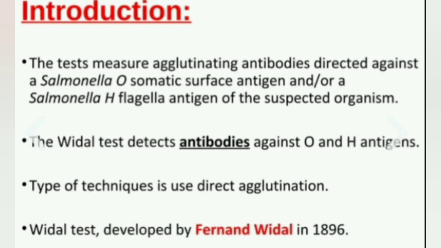The test measures agglutinating antibodies directed against the Salmonella O somatic surface antigen and the Salmonella H flagella antigen of the suspected organisms. The Widal test detects antibodies against O and H antigen, a type of technique used to detect agglutination. The Widal test was developed by Ferdinand Widal in 1896.